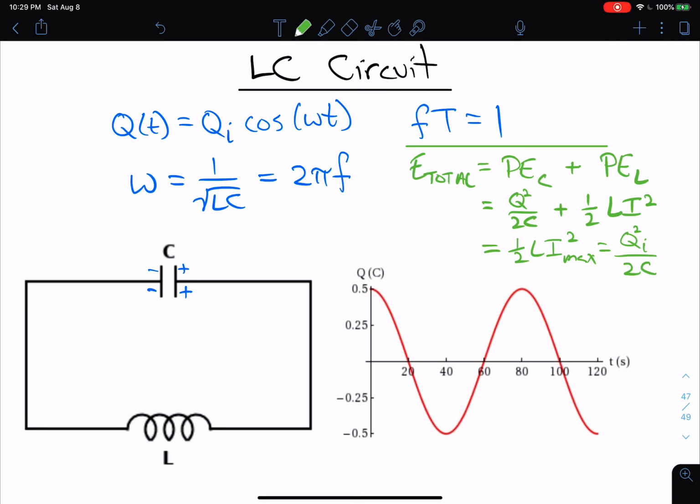Another use here for the LC circuit is radio transmitter. You can use these as radio transmitters.